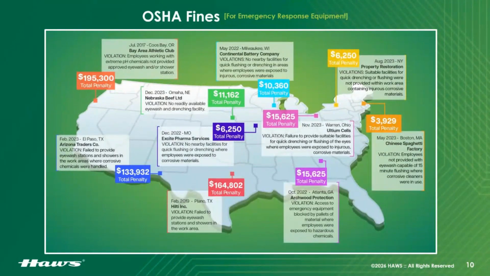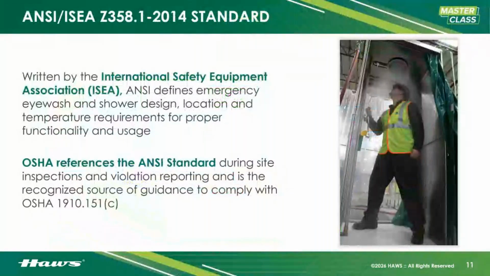So just to give you a quick example. Now, the standard itself is written by the ISEA, that's the International Safety Equipment Association, and they define the emergency shower and eyewash design, its location, temperature requirements, all for proper functionality and usage. OSHA, again, references that standard during site inspections, violation reporting, and it is the recognized source of guidance to comply with their own standard. That's why we pay so much attention to this.